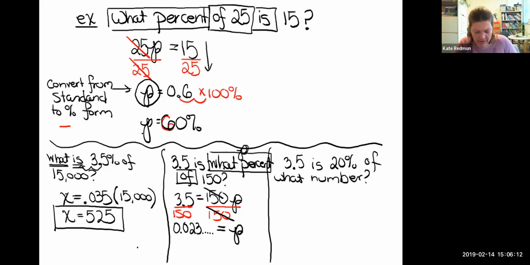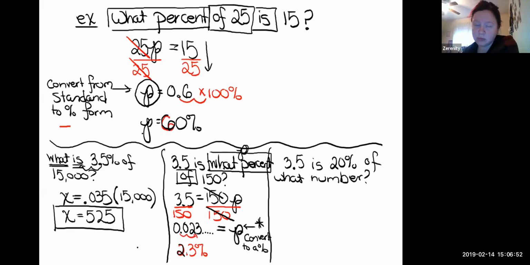Now on a problem like this, we said we'd use the P to give ourselves a hint to do something else. Do you remember what I still need to do? Convert to a percent. Yeah. This is a number in standard form. I want it as a percent. In order to get it as a percent, I'm going to gain two decimal places worth of value. I'm going to multiply by 100. Move that once, twice to gain value, and that is the same as 2.3%.